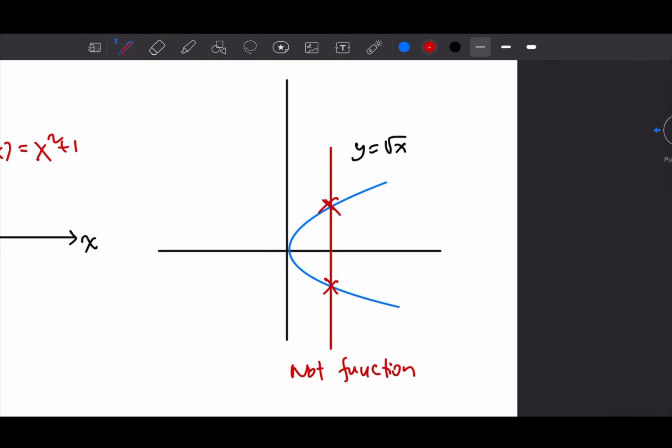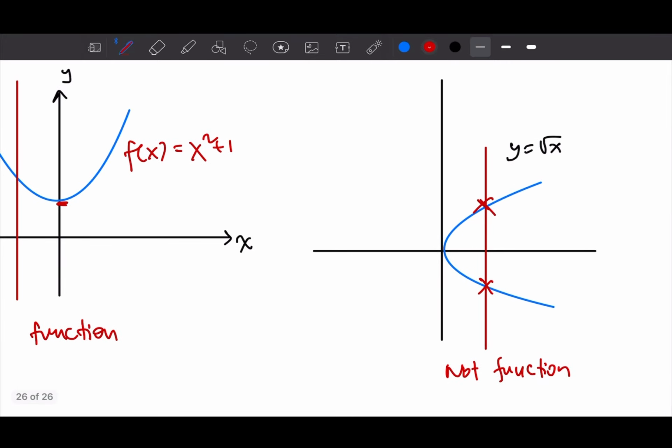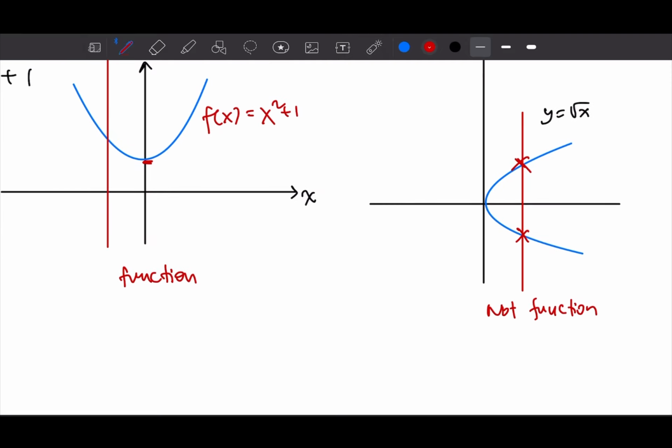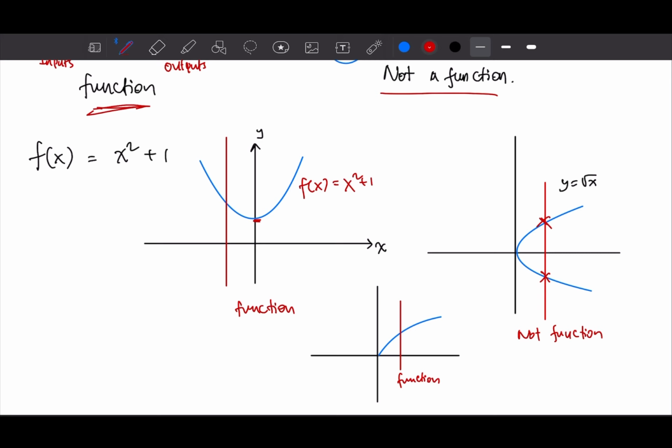How to make this square root of x a function? We need to erase one part. If we erase, for example, drawing just half of it like this, then this is a function, because it's crossing only one point. Okay, that's a simple way to determine whether the curve is a function or not a function.